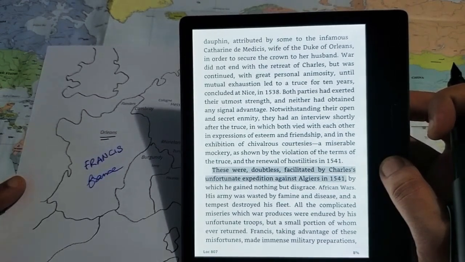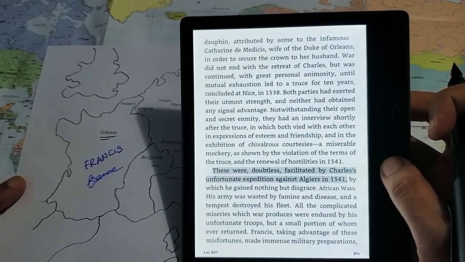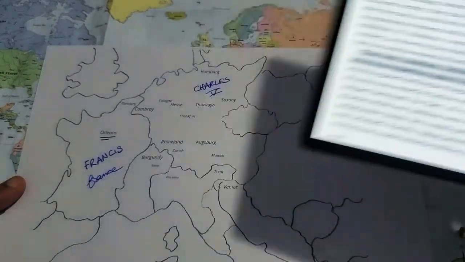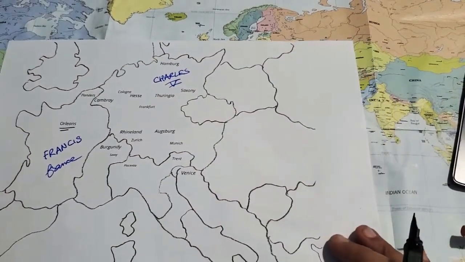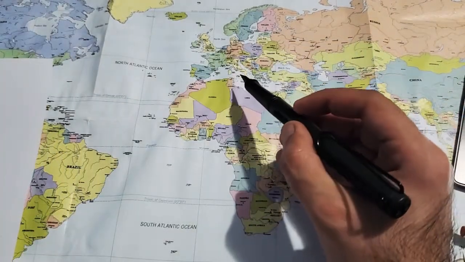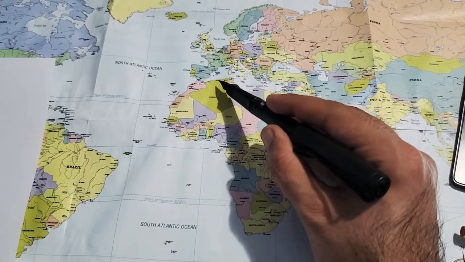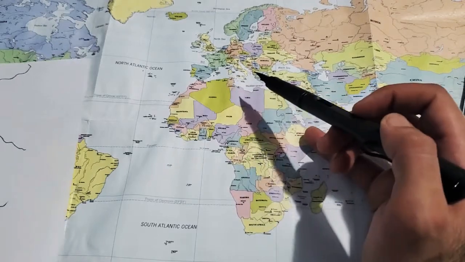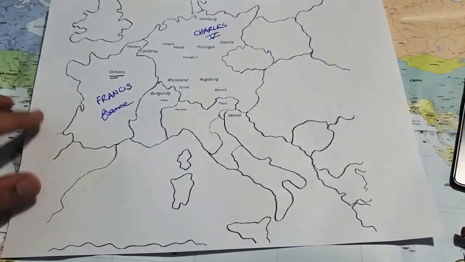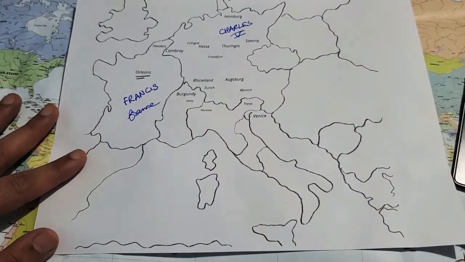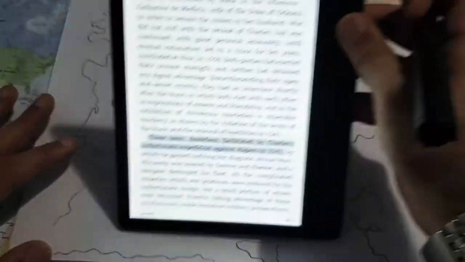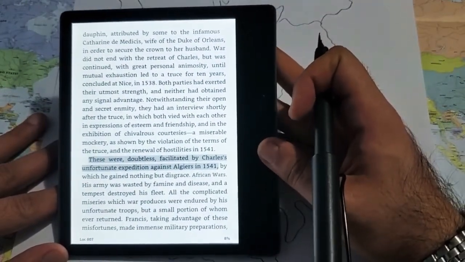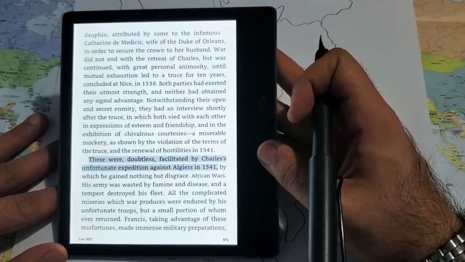They were doubtless facilitated by Charles's unfortunate expedition against Algiers in 1541, by which he gained nothing but disgrace. As I mentioned at the beginning, North Africa is important here. That is Tunisia, that is Algeria, with the capital of Algiers. And so they were trying to put down pirates in the Mediterranean. And he lost a lot of energy, did not have time to draw Africa there. Or it's really not the focus. But Africa is an important part of history at any century or millennia.